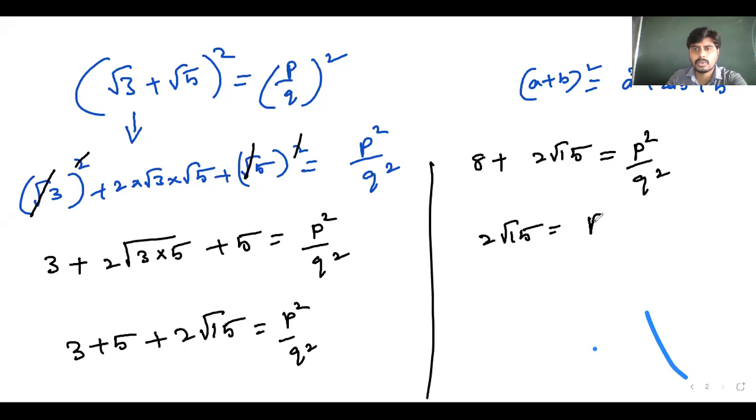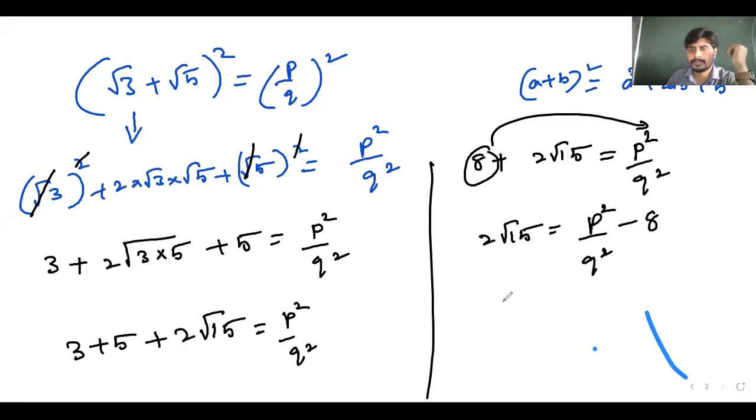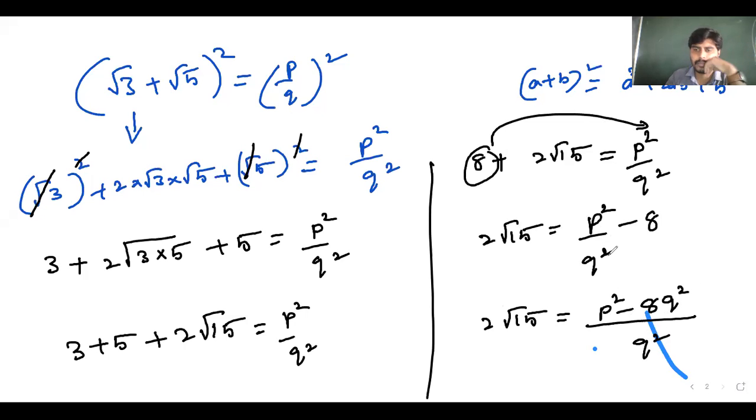And 2 root 15 is equal to p square by q square minus 8, and I transpose this 8 to the RHS side, definitely it becomes minus, right? Now 2 root 15 is equal to p square minus 8q square by q square. Okay, how did I get 8q square here? Take it by 1 and take the cross multiplication, you will get this: p square minus 8q square by q square.